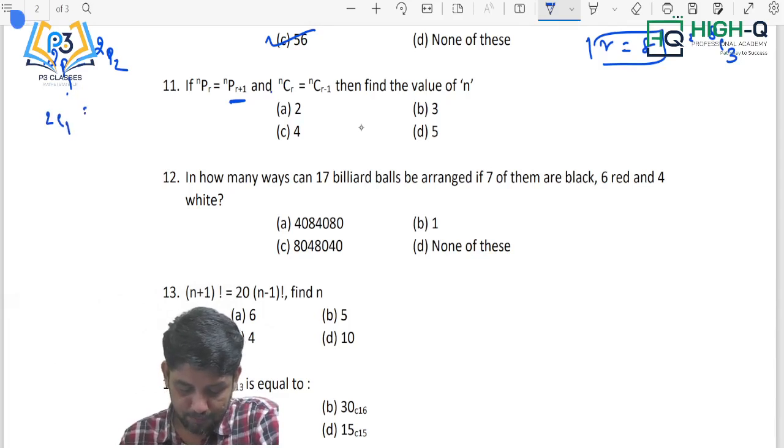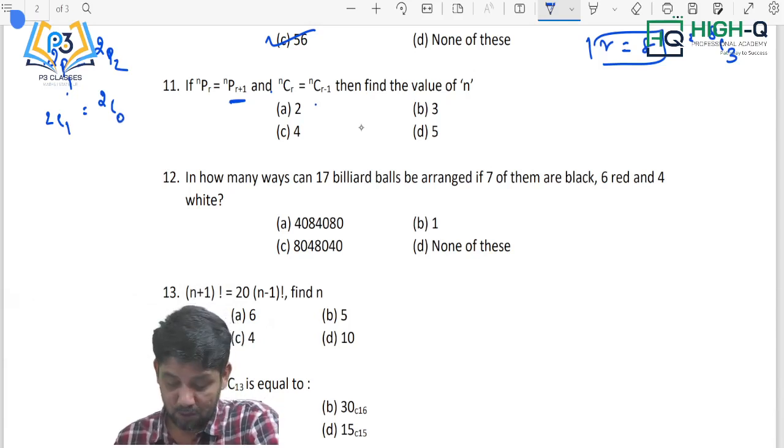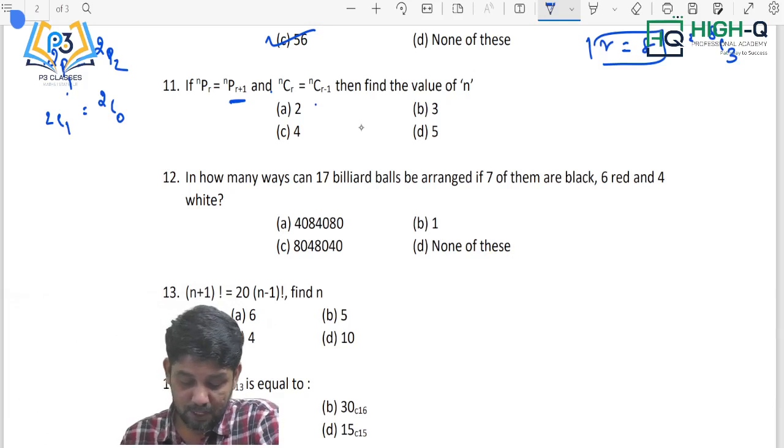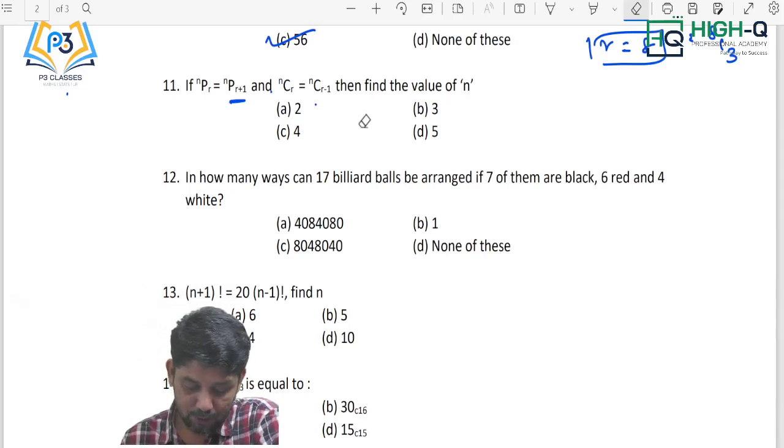2C1 and 2C(r minus 1). Again, I am considering r equal to 1. So if I consider 1, it will be 2C0. Are they equal? No. See, here actually the value is not correct. Fine. Let me do the actual procedure now.